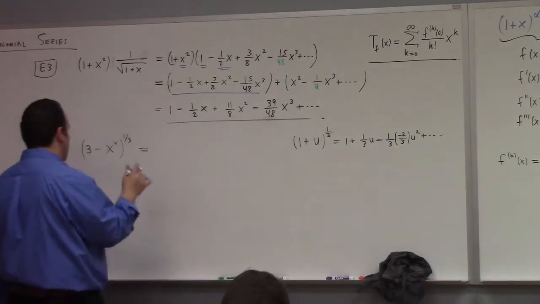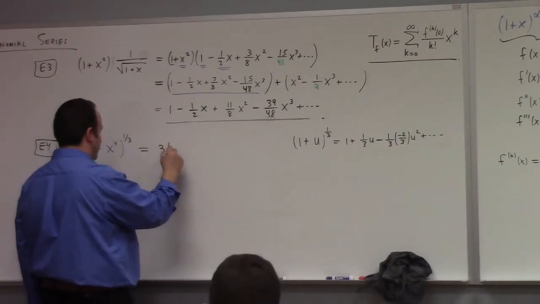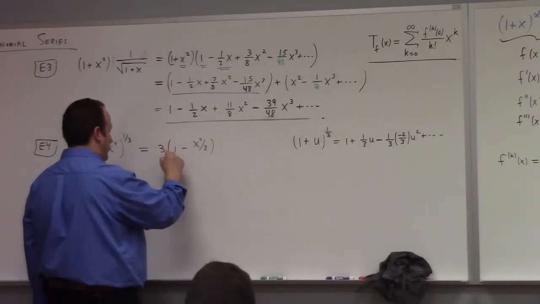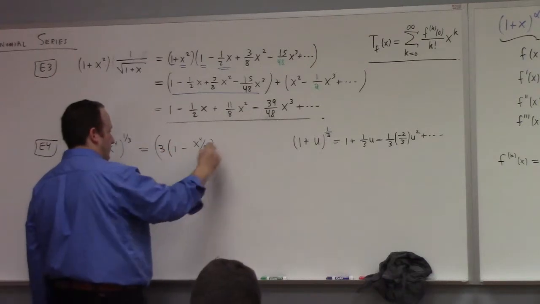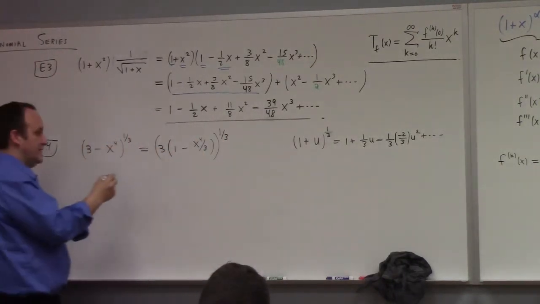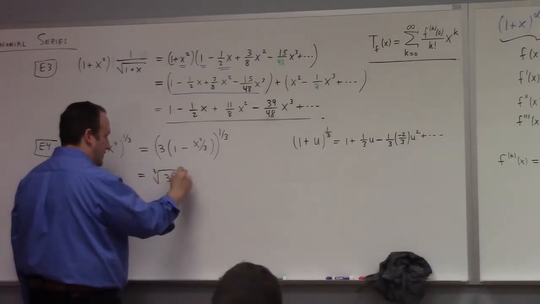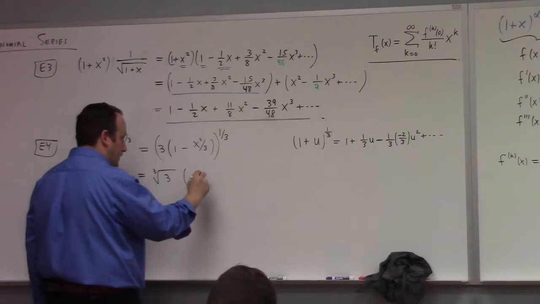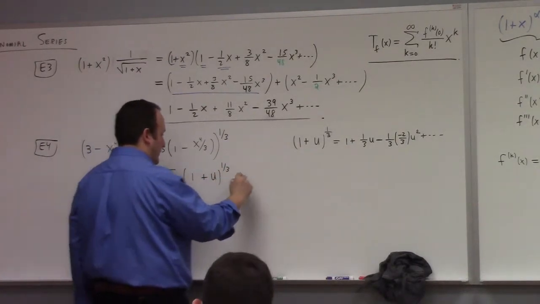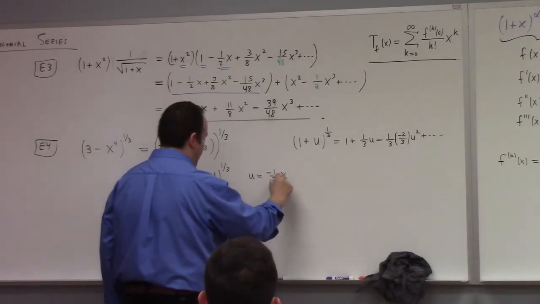Okay, so this I have to factor a 3 out. Factor a 3 out, like that. And if I do that, that gives me the cube root of 3 out front. And then I've got 1 plus u to the 1/3 power, where u is equal to minus 1/3 x to the 4th power.